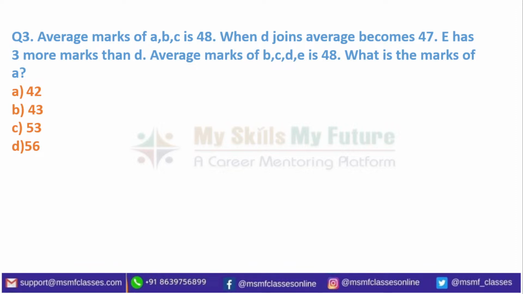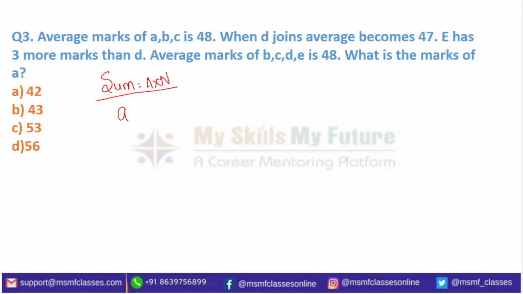the average marks of A, B, C is 48. When D joins, the average becomes 47. E has 3 marks more than D. The average marks of B, C, D, E is 48. What is the marks of A? First, you can convert the average into sum. We know that sum is nothing but average into number of values.